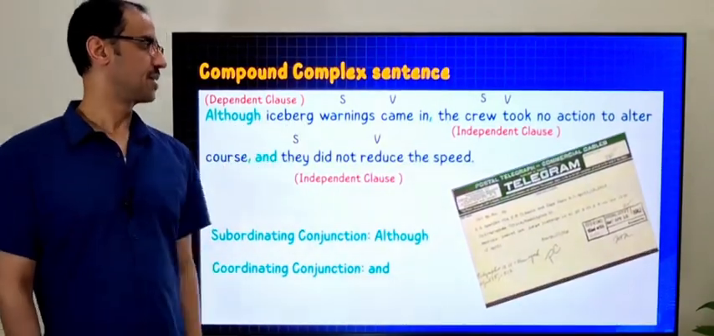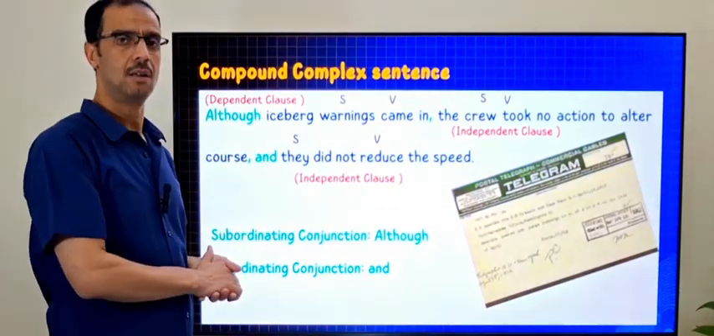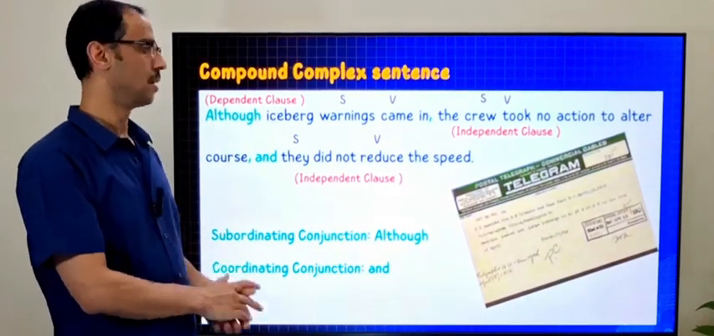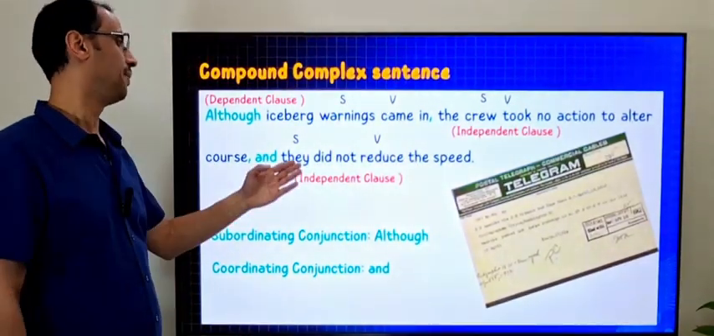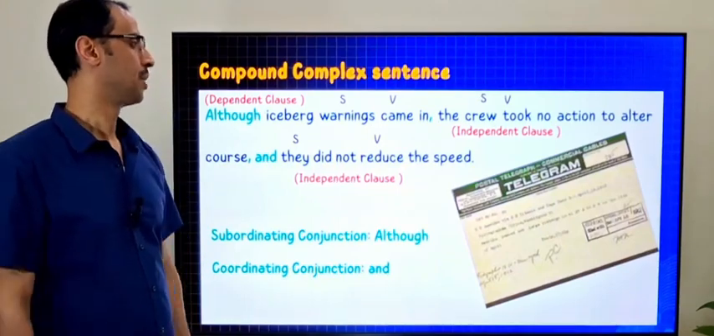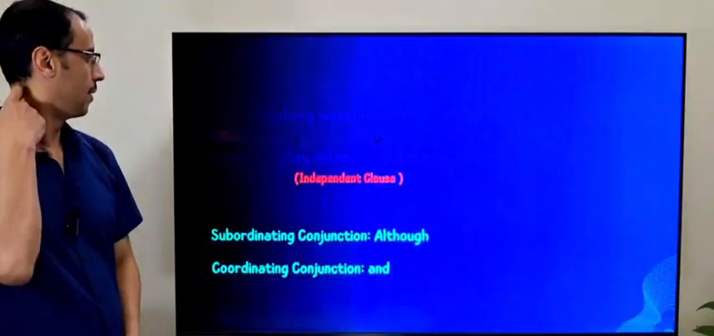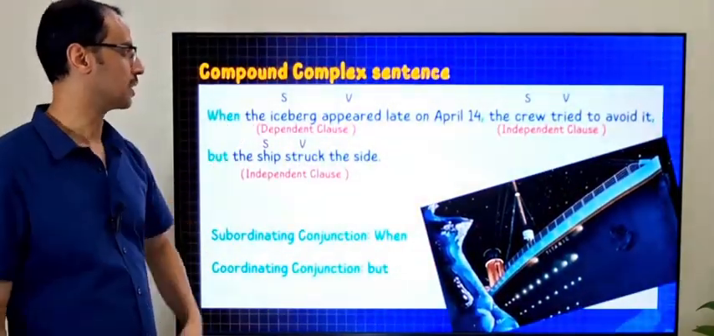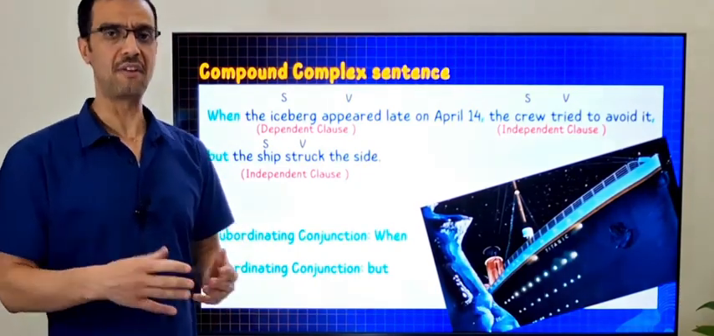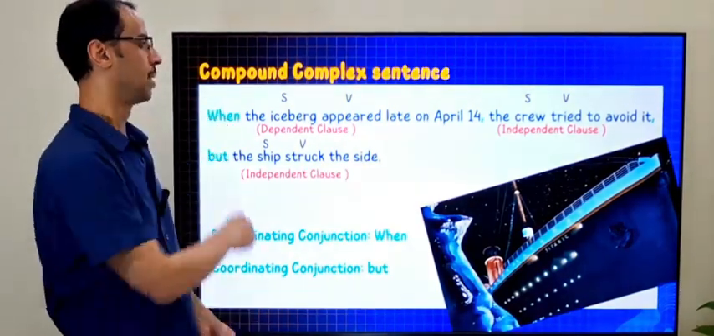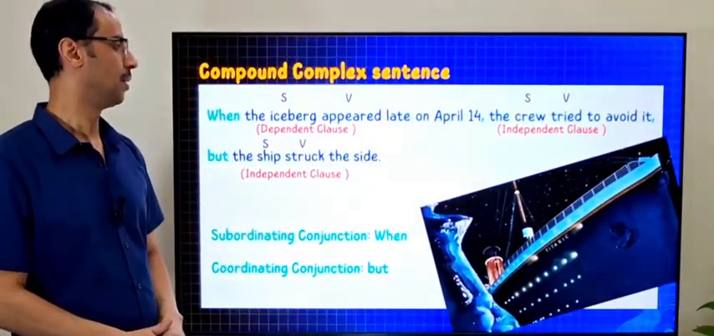Although iceberg warnings came in, I can't stop. So this is a subordinating clause with a subordinating conjunction. The crew took no action to alter course and they did not reduce the speed. So we have two independent clauses and one dependent clause. When the iceberg appeared later on April 14, I can't stop. So the information is incomplete, starting with when. The crew tried to avoid it, but the ship struck the side.